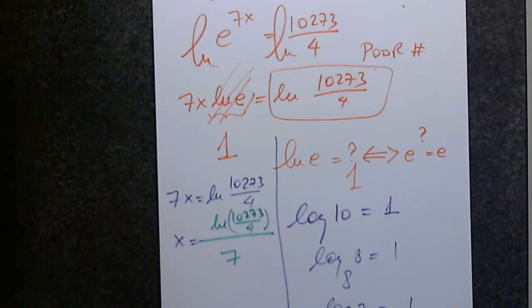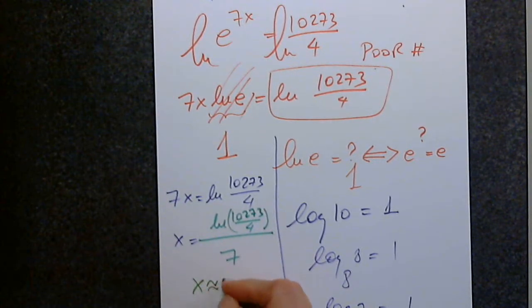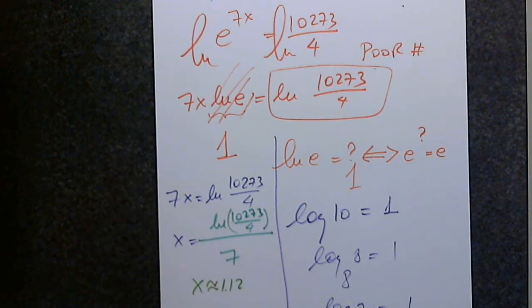So natural log, parentheses already pop up, 10273, divided by 4. Close the parenthesis, and everything divided by 7. I get approximately 1.12. I have the exact number, but I would like to check.